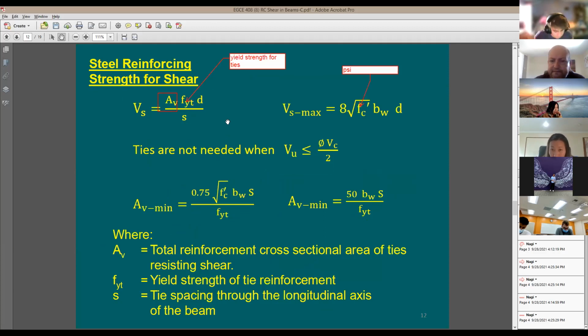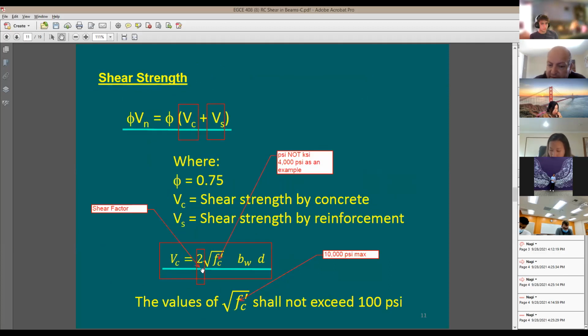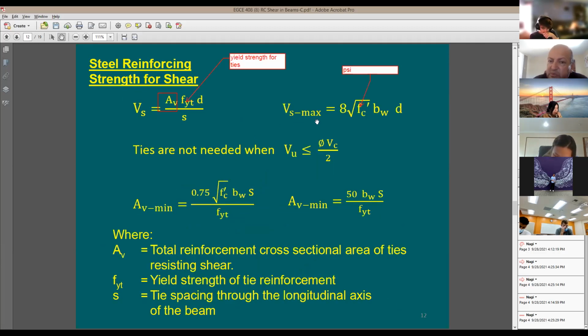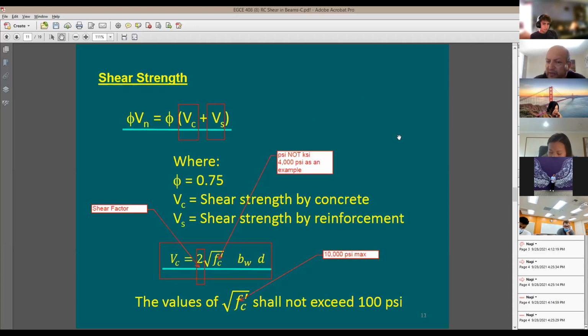Okay, thank you. So I'm going to say the maximum shear strength when it comes to beams is going to be equal to 10 square root of f'c. So 2 of them, the shear factor of 2, is going to come from the concrete, and a maximum of 8 is going to come from the steel. But it also depends on the amount of ties that you put. But you cannot go beyond 8, or 4 times what the concrete is able to support.